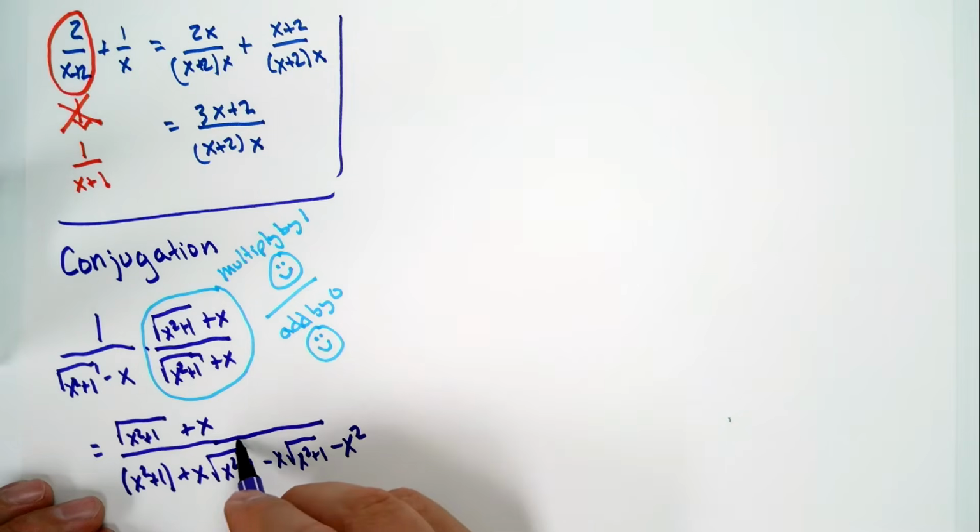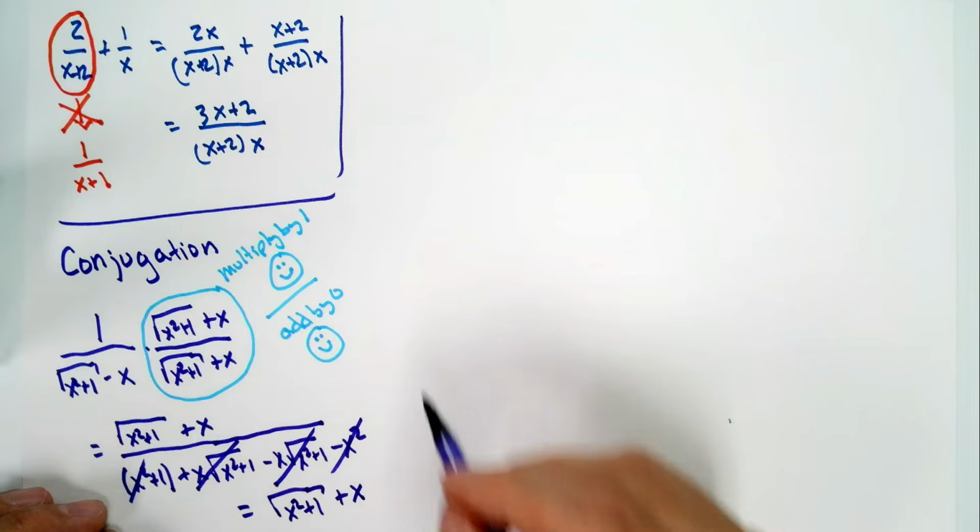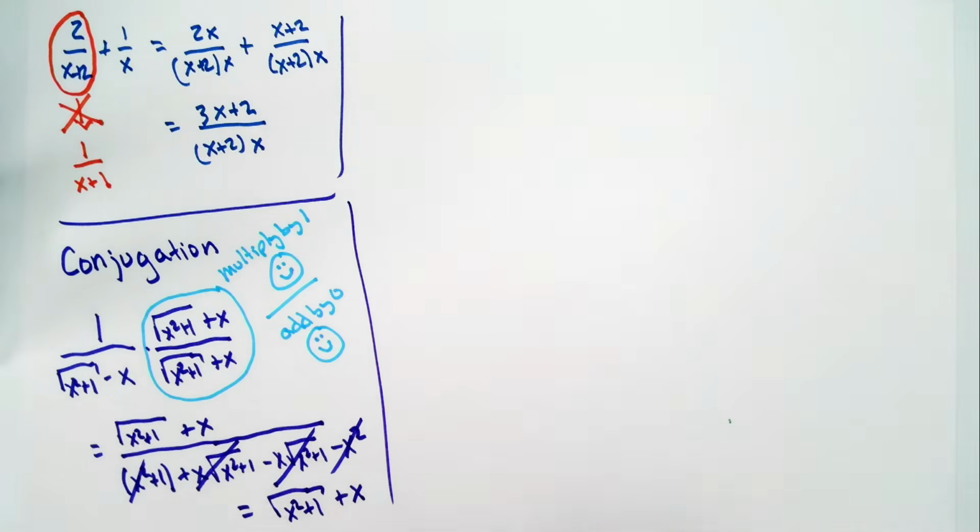But the nice thing is those terms cancel. In fact, it looks really nice: x squared minus x squared. This is a case where conjugation helps tremendously. We're only left with 1 downstairs, which means you get a final answer of square root of x squared plus 1 plus x. Nice. So conjugation can be very, very helpful.